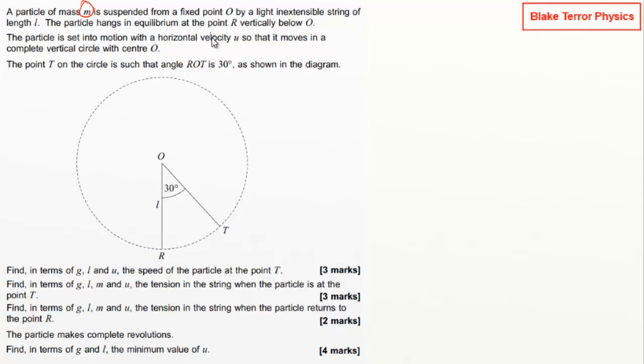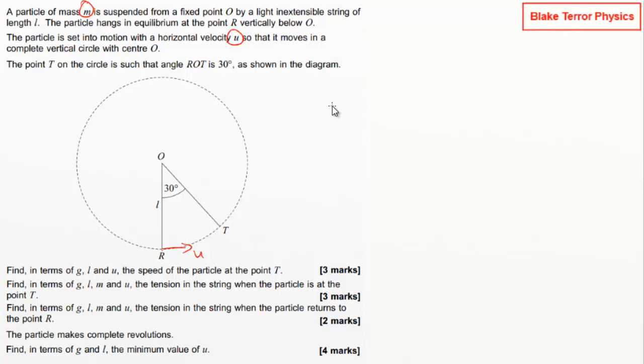Particle hangs in equilibrium at the point R, vertically below O. Right, so that's where we're starting. Particle is set into motion with horizontal velocity U, so they haven't put that on. So we start with U, so that it moves in a complete vertical circle with center O. Point T is on the circle, such as that angle. Right, so the only things I didn't put on there are M and U.